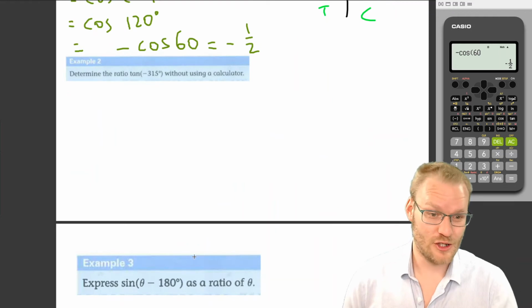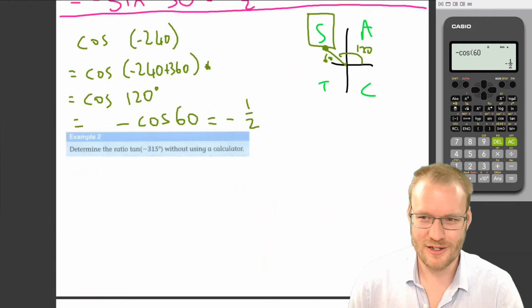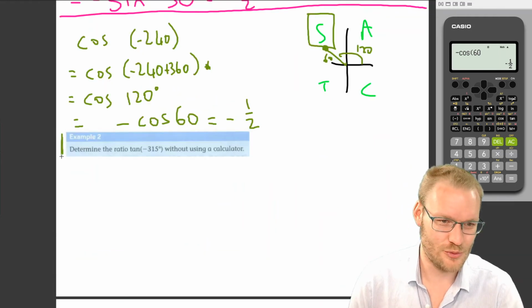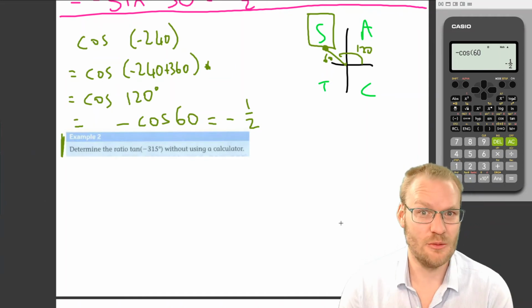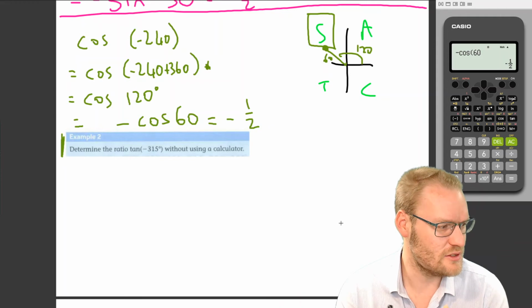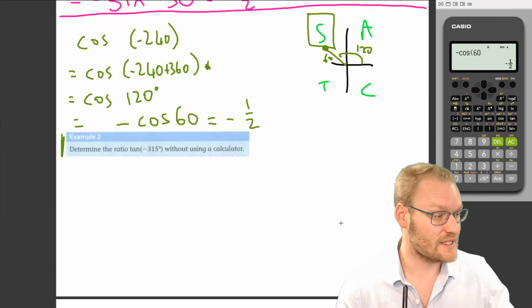Okay, two more examples. That one looks a bit hairy and more interesting, right? Let's do this one here. Example 2. Now, you can see these are examples from the textbook purposely so, and some of your friends might be doing this a slightly different way.